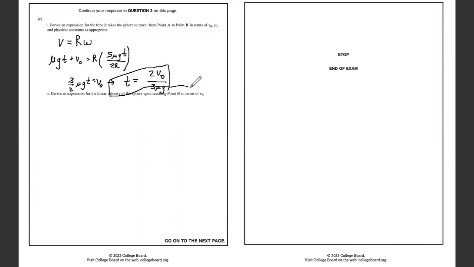All right, oh my goodness, that is a terrible square. I'm so sorry, guys. 2 v naught over 3 mu g. Derive an expression for the linear speed, linear velocity upon reaching B in terms of v naught. Well, we know that, again, v is equal to mu gt plus v naught. So plugging in our expression for t from above, that should give us mu g times 2 v naught over 3 mu g plus v naught, and that's going to give us 5 v naught over 3, and that should be the linear speed when we reach point B.